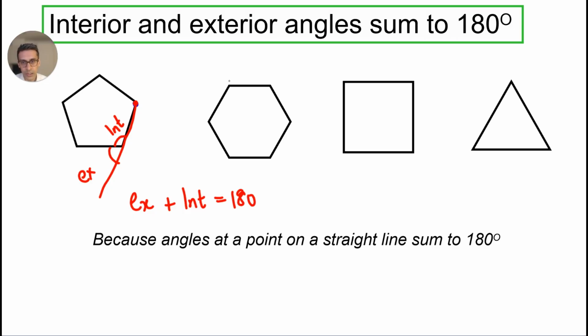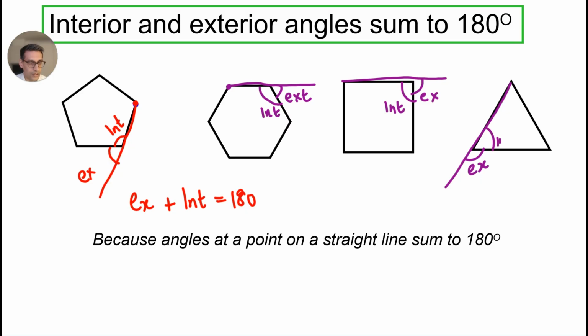So again, I'm just going to pick a random vertex here. If I go along, that's my exterior. And then this is my interior. So if I know one, I can work out the other by taking it away from 180. So exterior, interior, and again here, just go in the other direction. This would be your exterior, and this would be your interior.